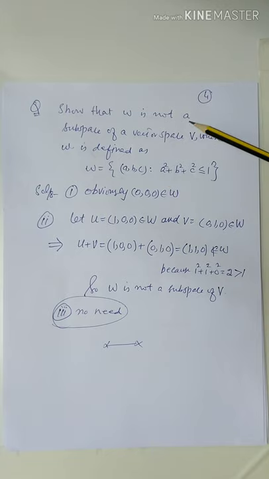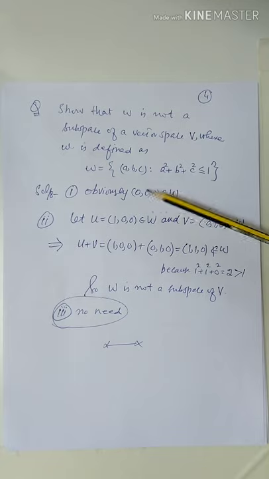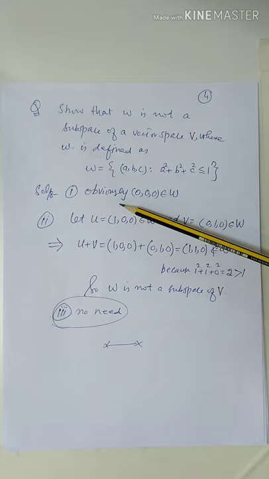Again, we took some vector in R cube. Now what is the condition such that A square plus B square plus C square is less than or equal to 1? Now this is the condition. Every time we must check this condition.